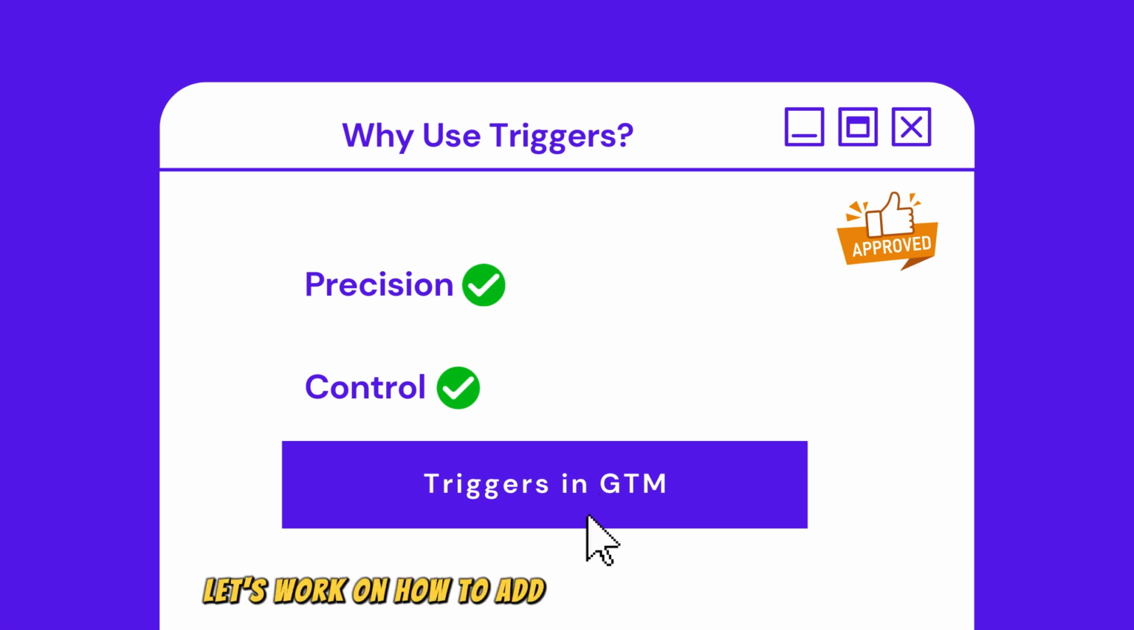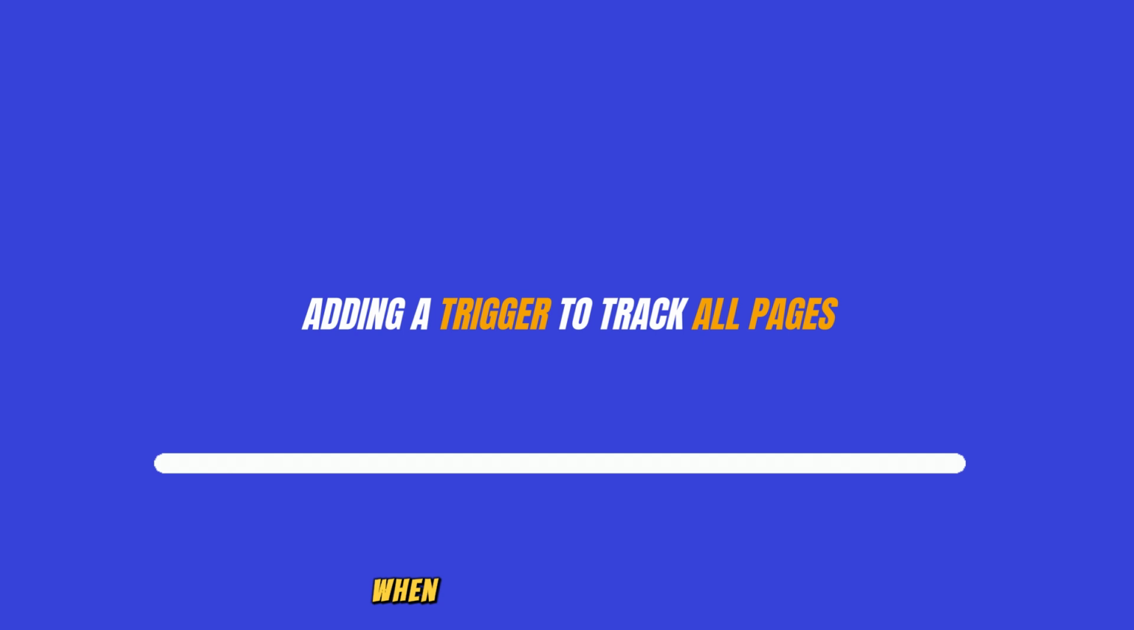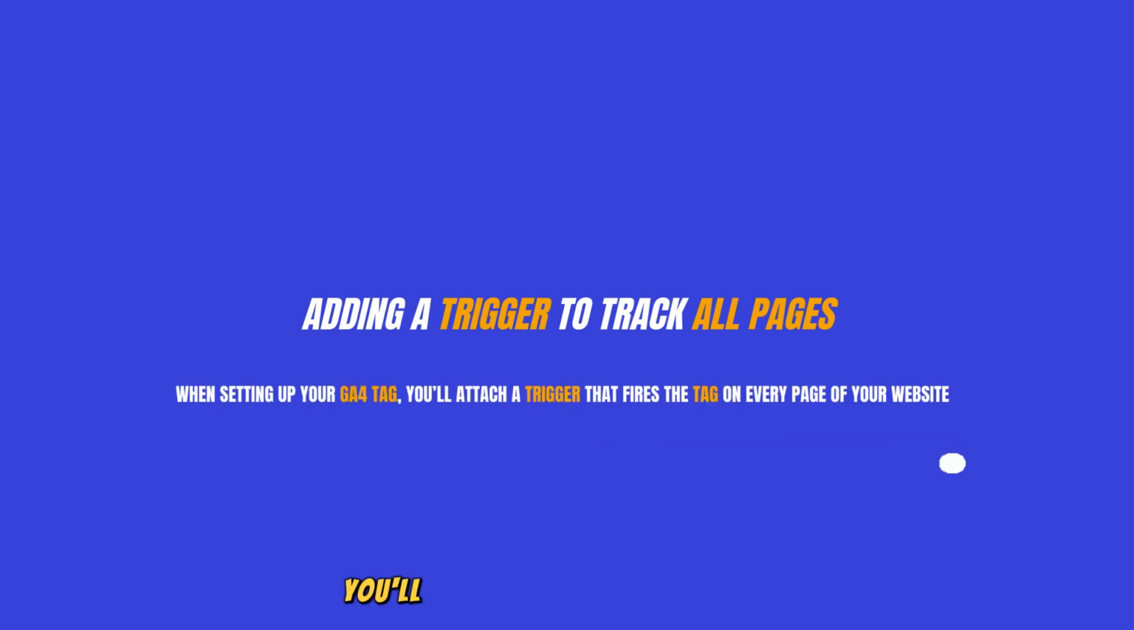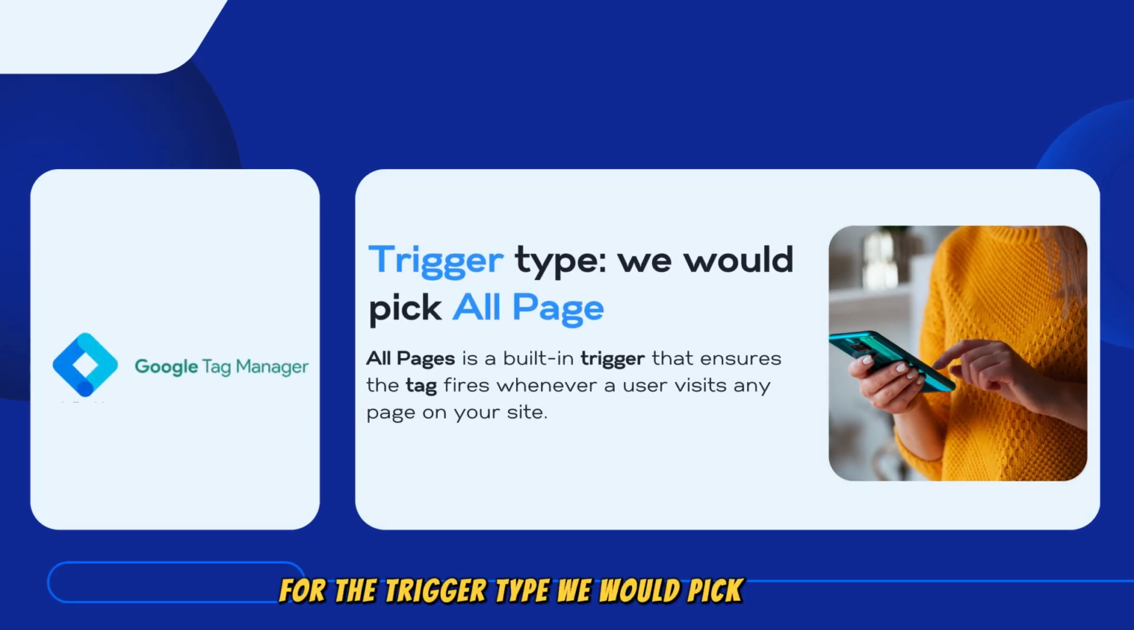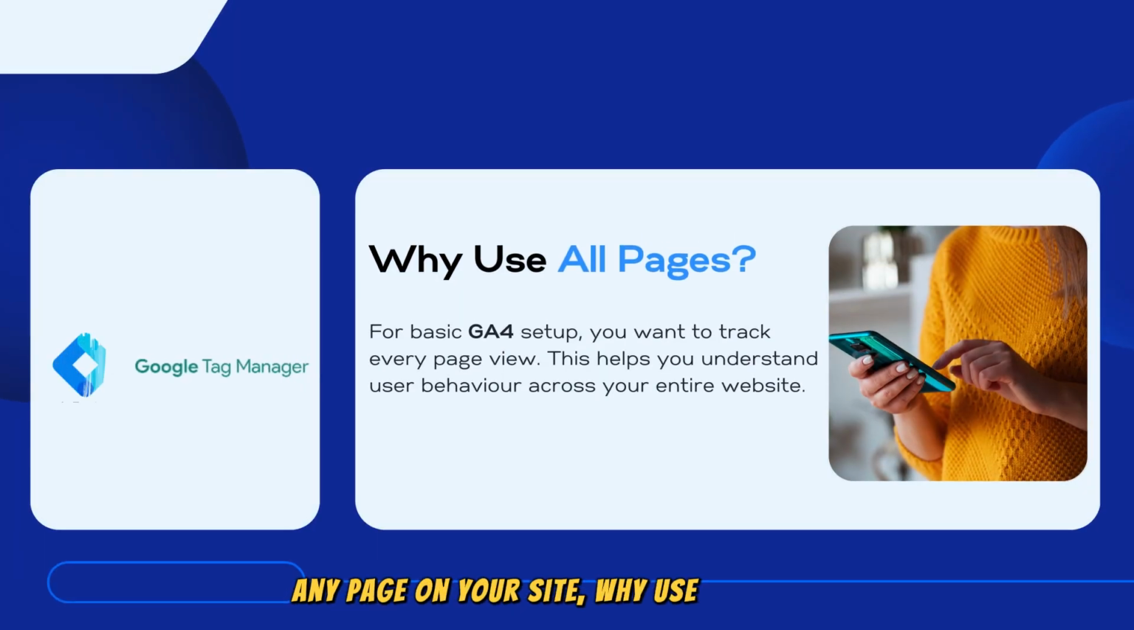Let's work on how to add a trigger to track all pages. When setting up your GA4 tag, you'll attach a trigger that fires the tag on every page of your website. For the trigger type, we would pick All Pages. All Pages is a built-in trigger that ensures the tag fires whenever a user visits any page on your site. Why use All Pages? For a basic GA4 setup, you want to track every page view. This helps you understand user behavior across your entire website.